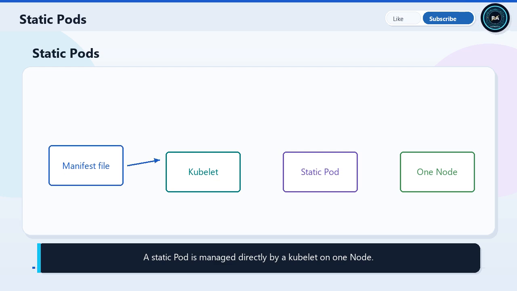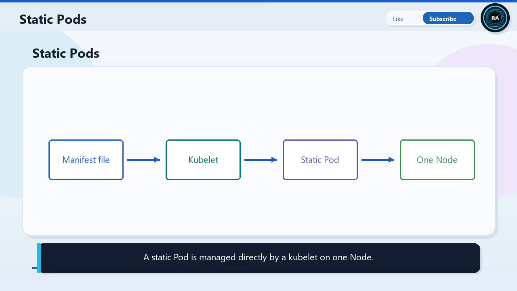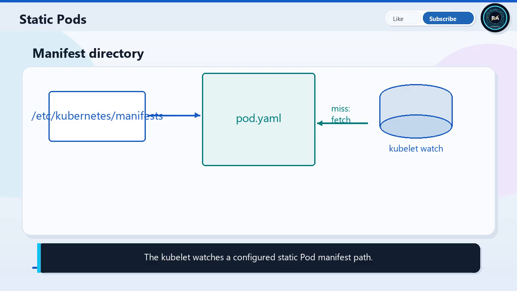Most pods are created through the API server. A static pod is different. It is managed directly by the kubelet on a specific node. The kubelet can watch a local manifest directory. When it sees a pod YAML file there, it creates that pod on its own node.